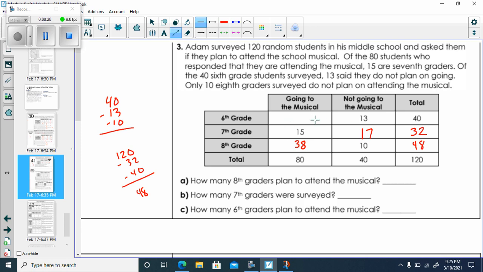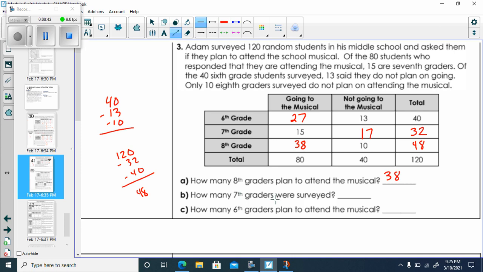And then I'm just missing this number here. Well, if there's a total of 40 6th graders that were surveyed and 13 aren't going, wouldn't I say 40 minus 13? And that would give me the total number of 6th graders who are going. That's 27. So how many 8th graders plan to attend the musical? 8th grade going to the musical, that's 38.